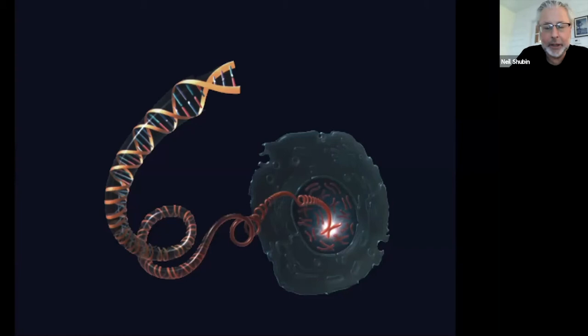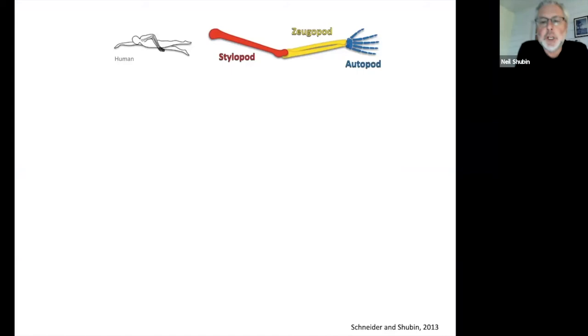So we're going to look a little bit at that when we look at limbs, because that's what we're talking about here. So here's a human limb on the top. We're going to look at this from development, and we're going to try to find your inner fish in the genes and so forth of development. If you look at a limb here, you have three regions of the limb, which I've color-coded in red, yellow, and blue. You have the upper arm bone, a single bone, which we call the stylopod. You have two bones in the forearm, the radius and ulna, which we call the zeugopod, shown in yellow. And then you have the wrist and digits, this blue area, which is called the autopod.